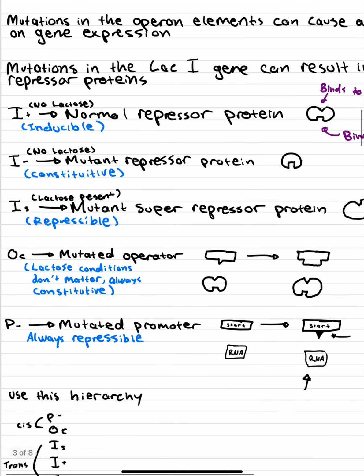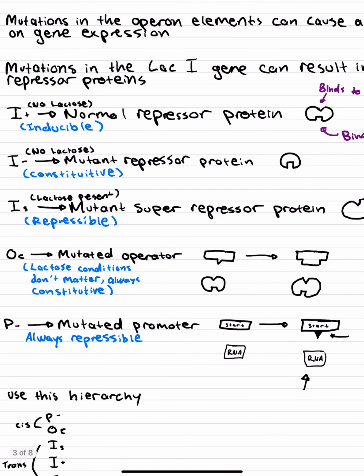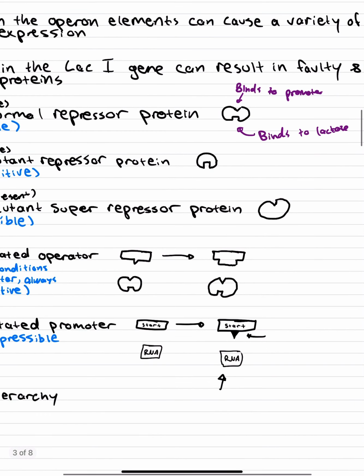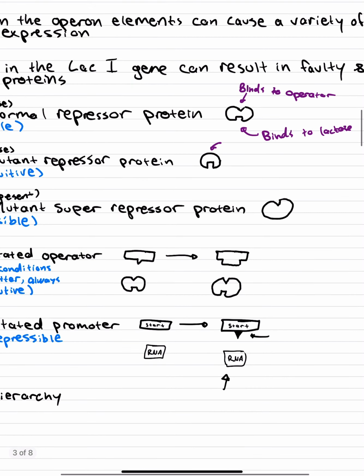If we were to have I-, that would result in a mutant repressor protein, and this repressor protein would be unable to bind to the operator. Sorry, I made a mistake. This right here, it would be able to bind to the operator. The promoter is where RNA polymerase binds. Alright, so in this repressor protein, it's unable to bind to the operator.